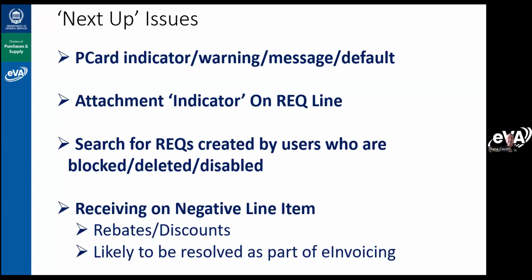And then receiving on negative line items. That could be rebates, discounts, things like that. We're hoping that's resolved as part of electronic invoicing. That's still kind of an outstanding issue for us that we're looking at, but certainly something that's on our mind and that we're tracking and looking at a solution for. So that's really the update there on everything that's kind of going on and what we're going to see coming into the summer.